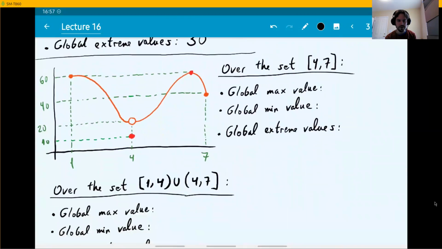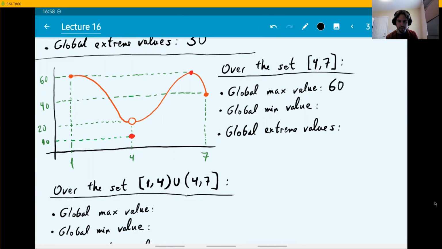Now I'm giving you a function that has a discontinuity here. The value of f of 4 is not the limit. It is a little below the limit. So what is happening here? Over the set between 4 and 7, including both, what is the largest possible value you can find here? Between 4 and 7, it is up here. We don't know exactly what the x coordinate is, but the value is 60.